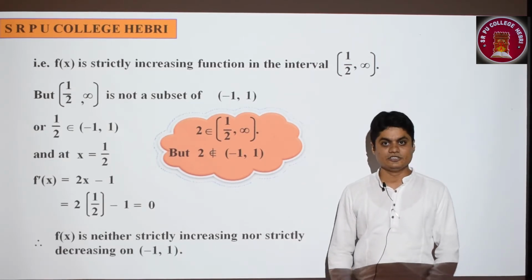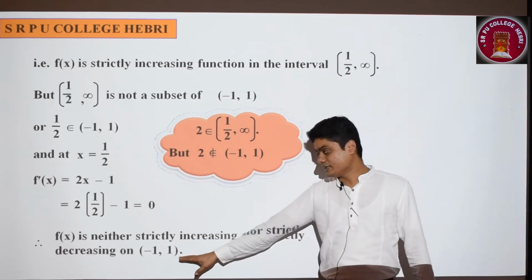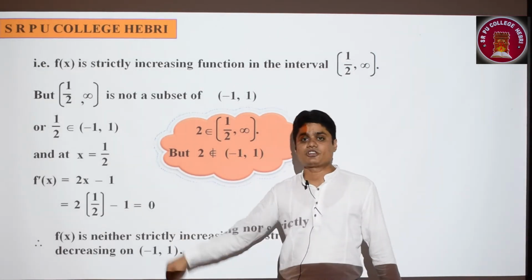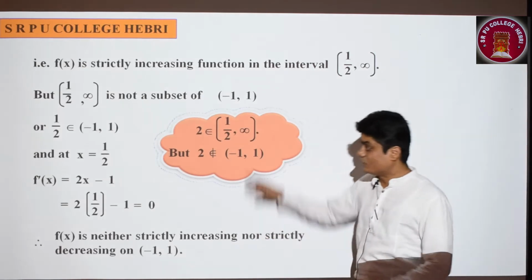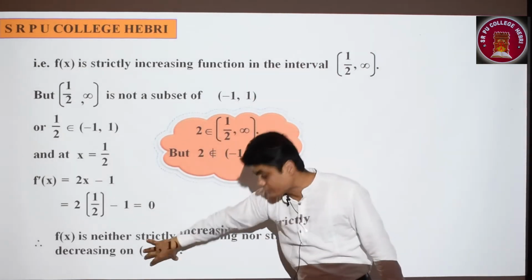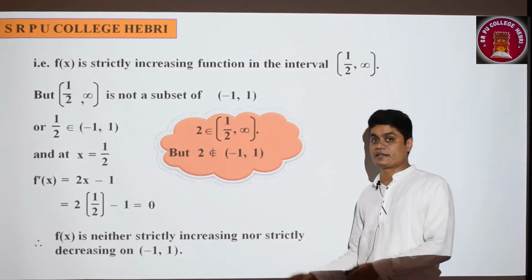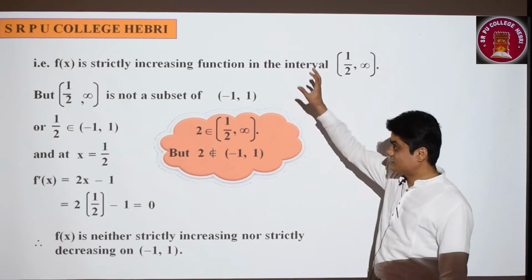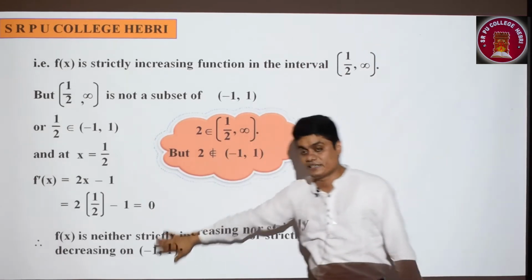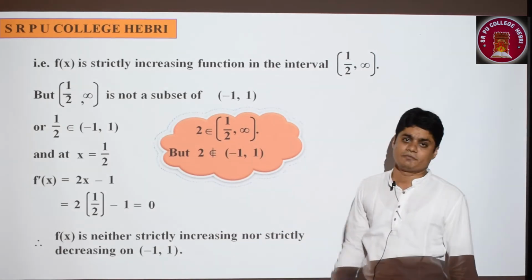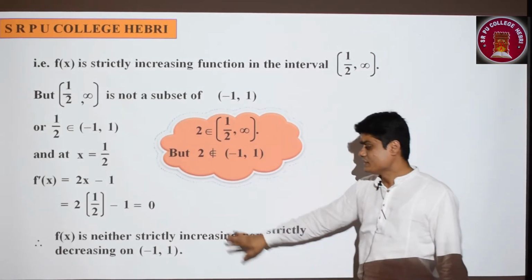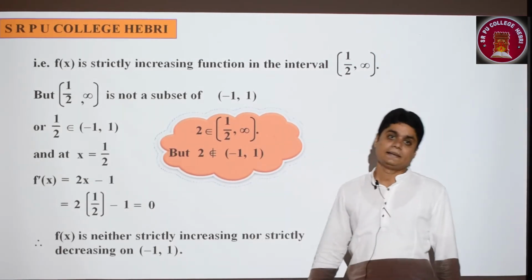Understood what I am saying? When will this be proved? When it is strictly increasing or strictly decreasing in this interval, whatever answer you got, if it is a part of this interval, then it is strictly increasing or strictly decreasing. But this answer is not part of minus 1 to 1. So this can never be strictly increasing in the interval minus 1 to 1.